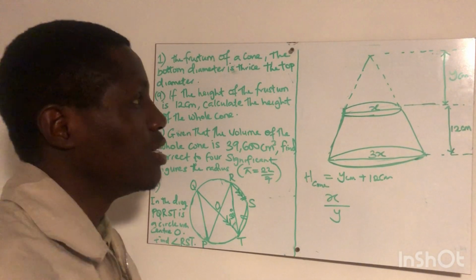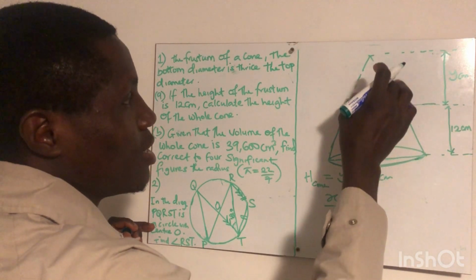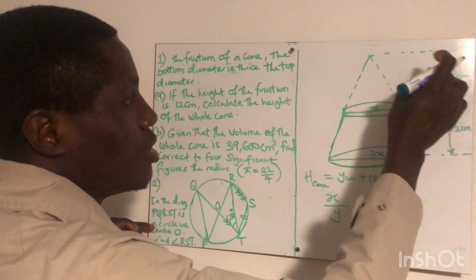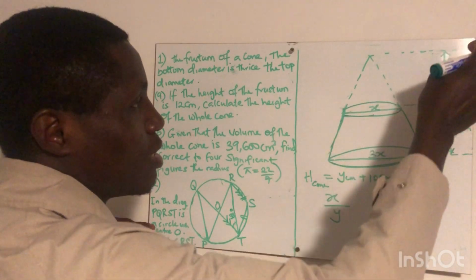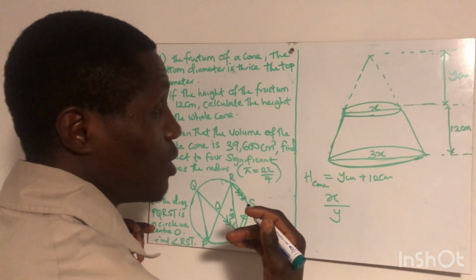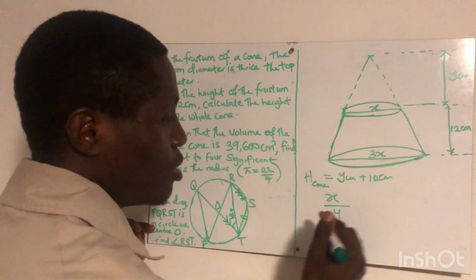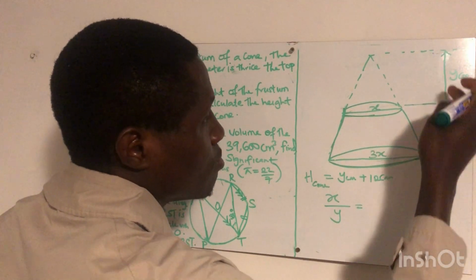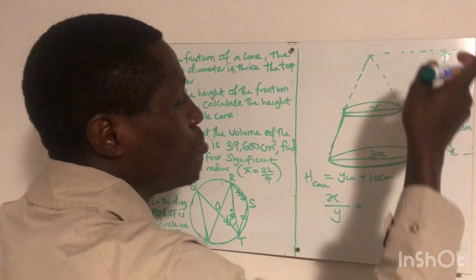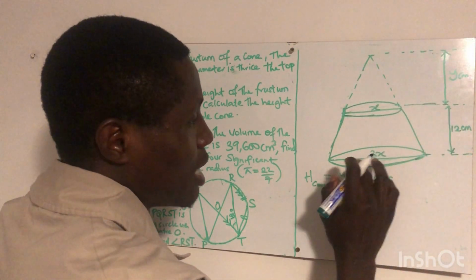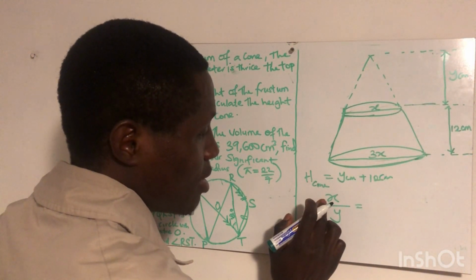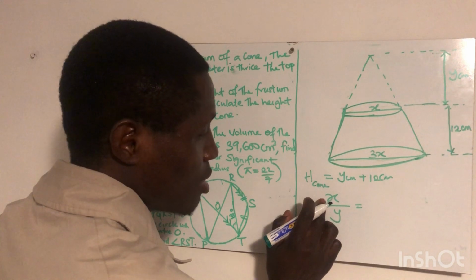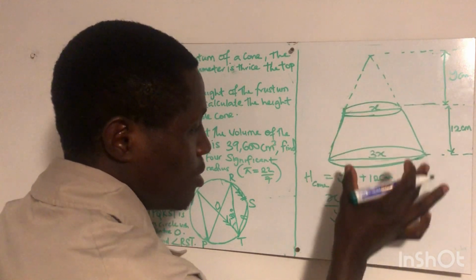I hope you are following. The diameter of the smaller cone all over the height of the smaller cone is equal to the diameter of the whole cone over the height of the bigger cone. We are considering the diameter this time around. So you are going to consider the diameter in the whole cone as well.